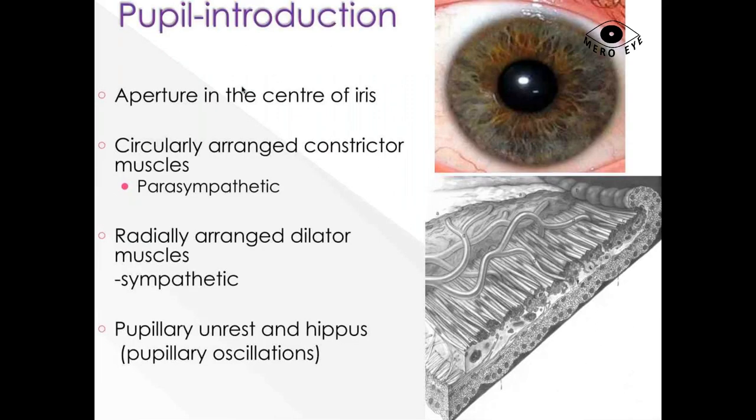So let us start with our topic for today, the pupil. So what is a pupil? A pupil is an aperture in the center of the iris that regulates the amount of light that enters the eye.